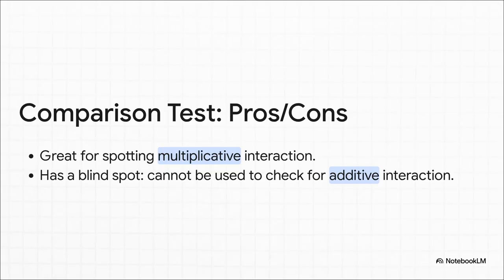Now, this comparison test is fantastic for spotting a particular kind of interaction, what's called a multiplicative one. But, and this is a big but, it has a major blind spot in these types of studies. It can't be used to check for another really important type, known as an additive interaction. And for that, we're going to need our second tool.